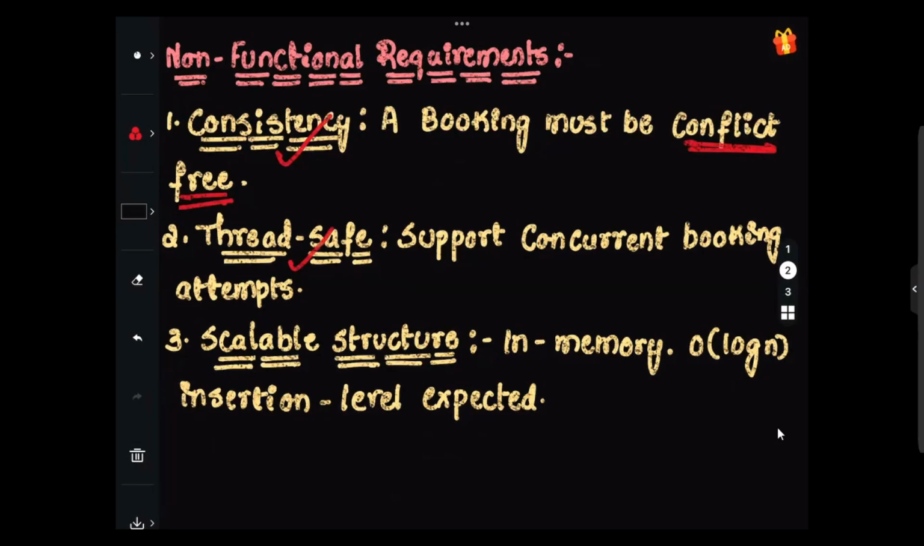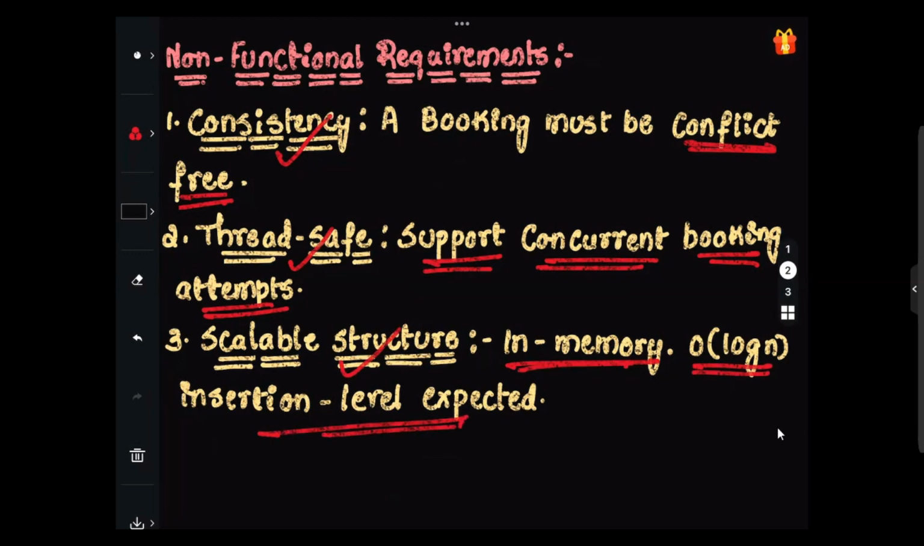Second one is thread safe, meaning it has to support concurrent booking attempts, right? It has to support concurrent booking attempts. The third one is scalable structure, meaning we have to go with in-memory and because login insertion level is expected. So these are the non-functional requirements, right?